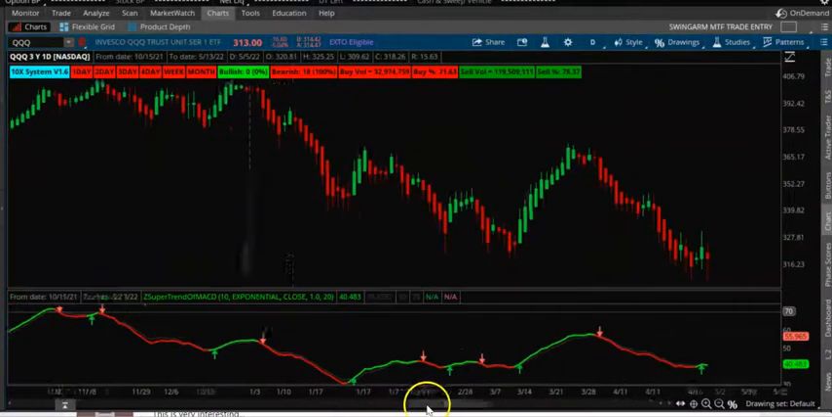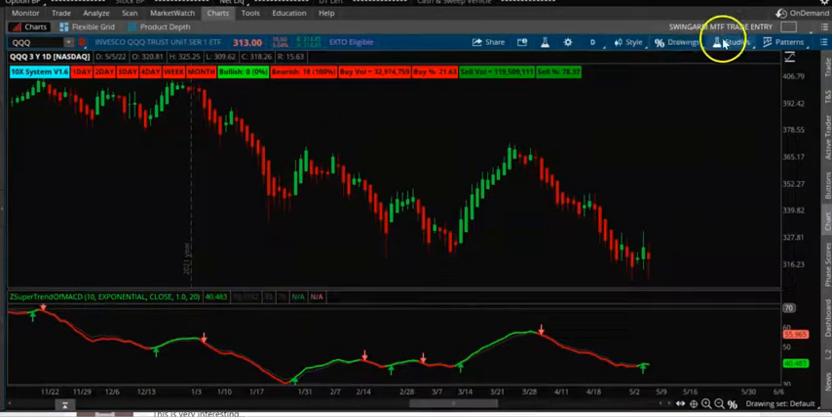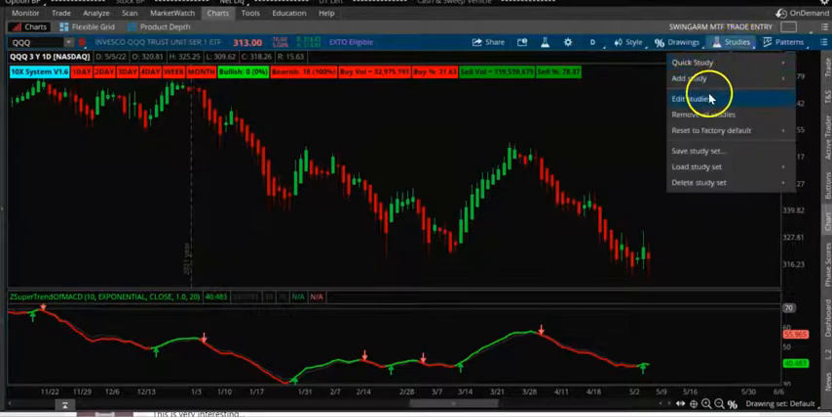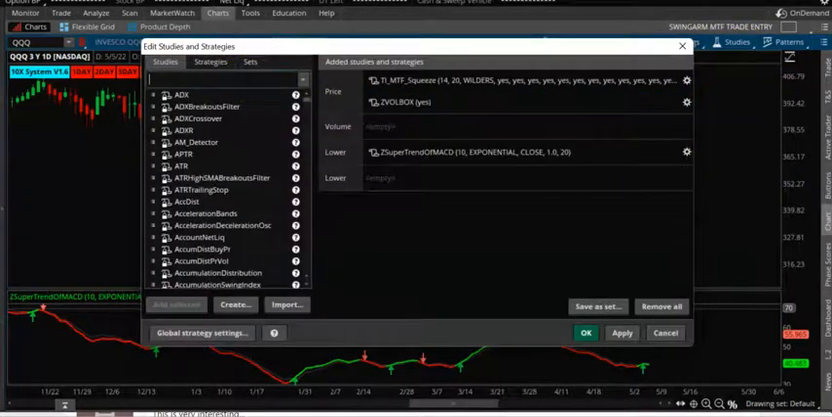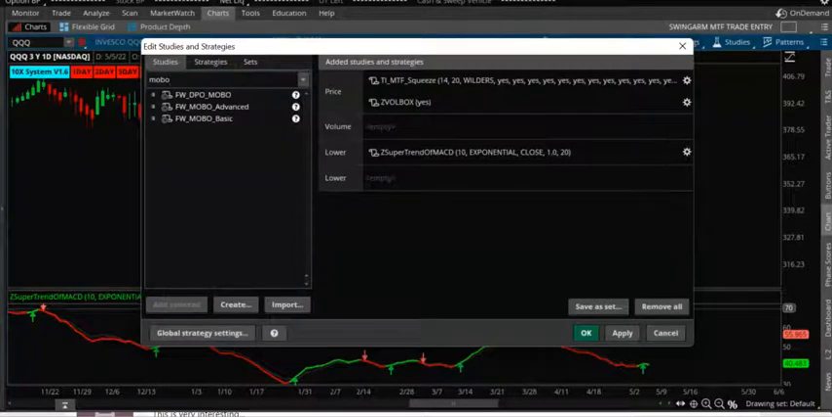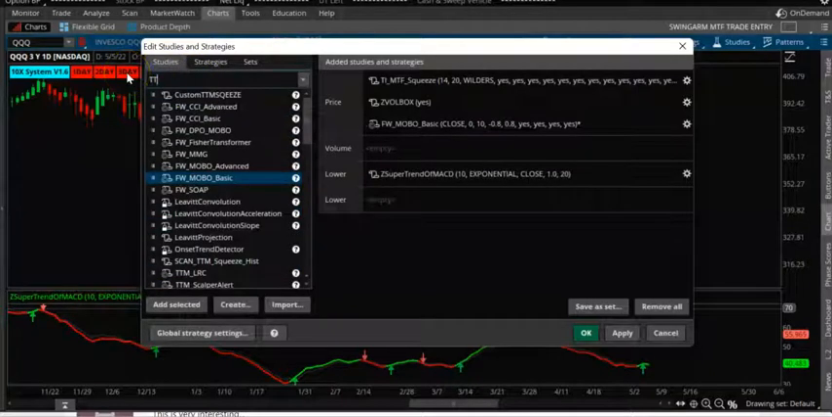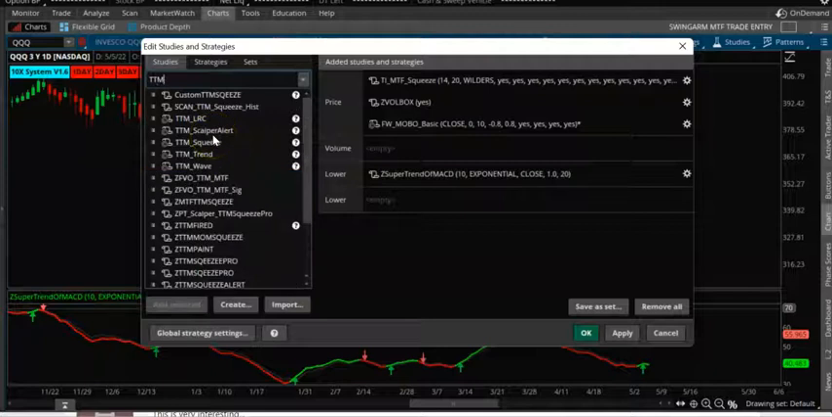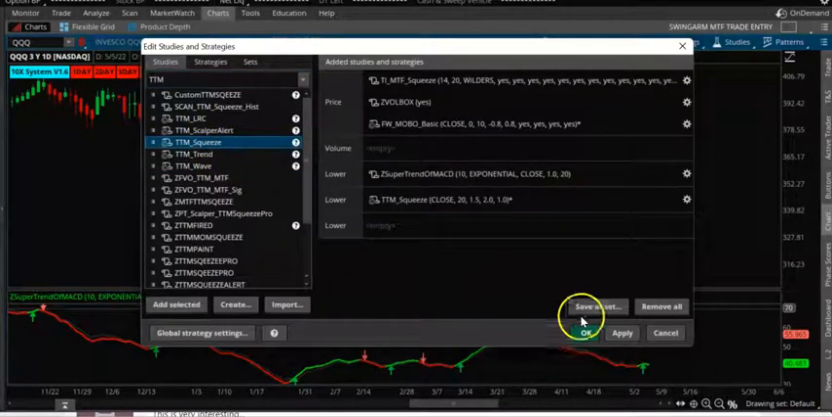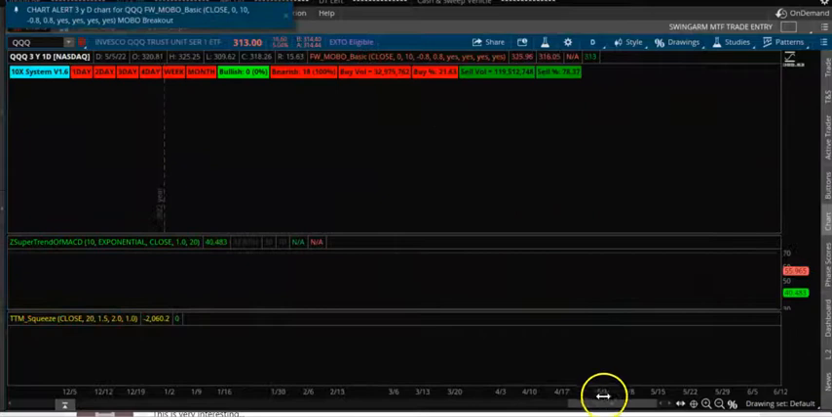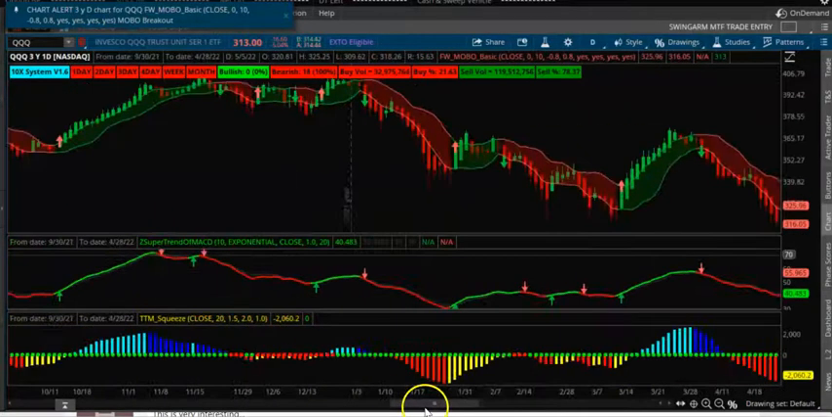Okay, so let's also add some more indicators to double confirm this. Let's go to MOBO, which is a pre-built indicator, basic. Then we can just look at TTM Squeeze. These are all pre-built. So let's use those two indicators to double check and double confirm.